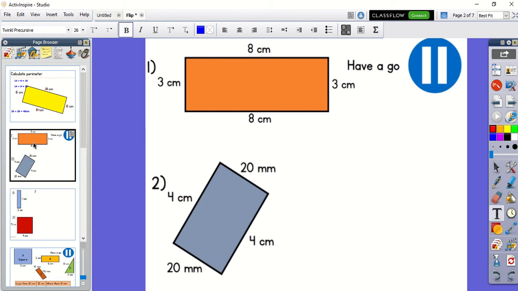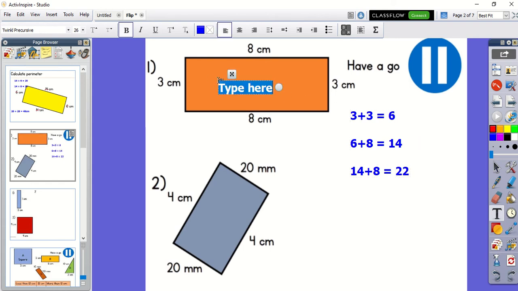And welcome back after a few pauses. So, the first one is simple enough. It's 3 add 3 add 8 add 8. Well, 3 add 3 is 6. 6 add one of my 8s equals 14. And then I add the last 8 on, so 14 add 8 is 22. So you should have got 22 centimetres.